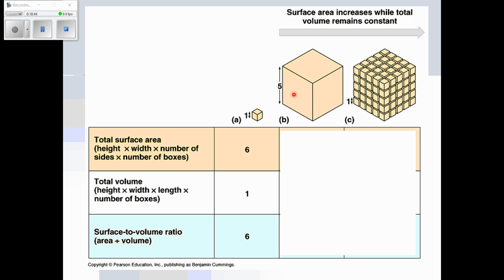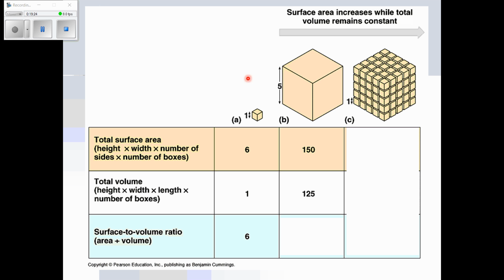So the total surface area for this cell would be 5 times 5, that's 25 for one side, but remember we have 6 sides, so 25 times 6 is 150. No surprise, the surface area of this big cell is a lot bigger. It has a lot more plasma membrane on the outer surface than the little cell. That's not a surprise. The volume is also going to be bigger. Length times width times height, 5 times 5 is 25 times 5 is 125.